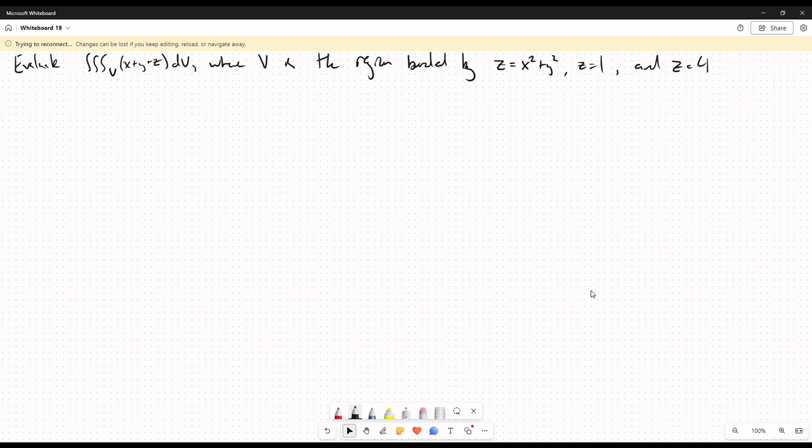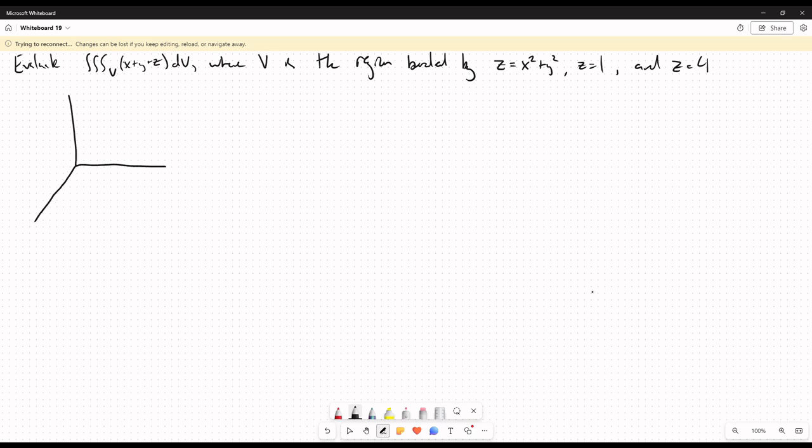All right, here we're going to evaluate the integral of x plus y plus z integrated over V, where V is the region bounded by z equals x squared plus y squared, z equals 1, and z equals 4. So we're going to do some pre-work. We're once again going to sketch this.